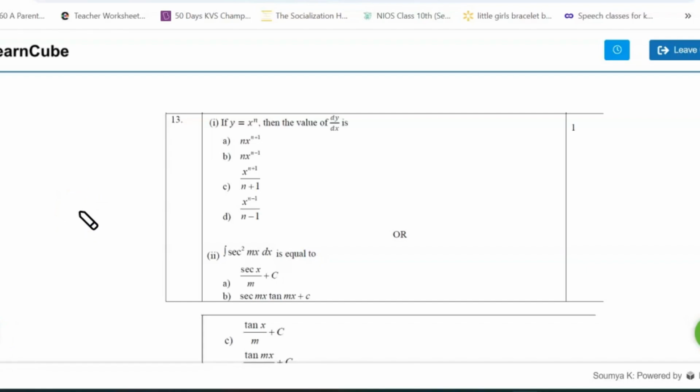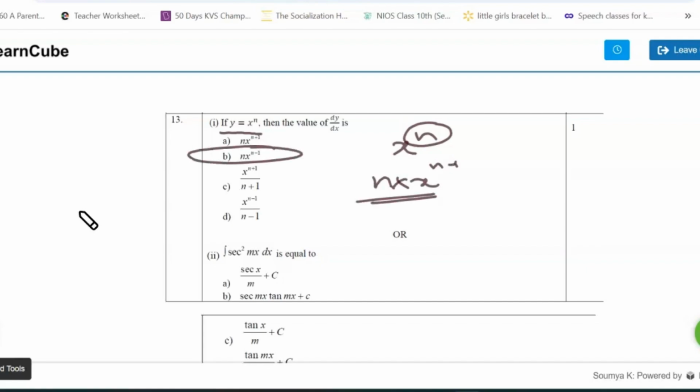The next question is the 13th question. It is given y is equal to x raised to n and you have to find dy by dx, that is, you have to differentiate it and find the solution. It is a basic formula. Whenever you have x raised to n, the power will go in the front and the power is reduced by 1. This is the solution. So option B matches with this given solution.